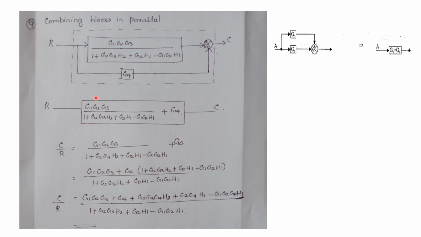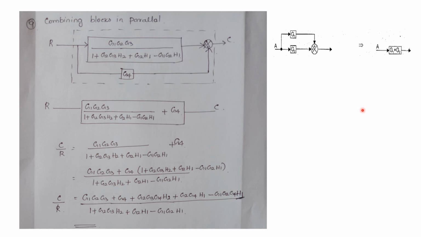Output by input will be equal to the value which is present inside the block. Inside the block we have the expression like this. Now we have to simplify this. For that we have to take the LCM and multiply all the terms inside the bracket. Then we get the expression like this. This will be the transfer function C by R of the given block diagram.